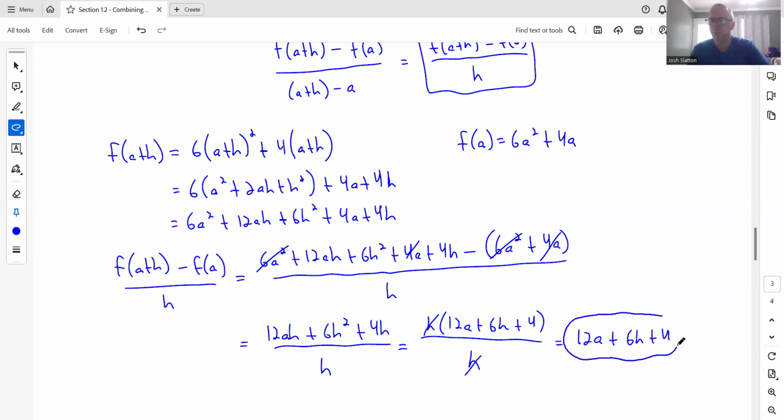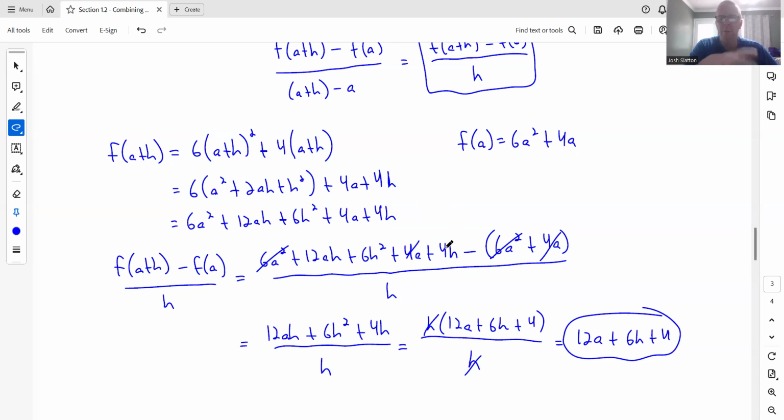And so that seems like a lot when we first do it. And it is. I mean, it's not nothing for sure. But the more you practice this, the more you will start to see where everything falls out. So like I said, any terms in here that do not have an h are going to cancel out, and you're just left with the ones that do have an h.